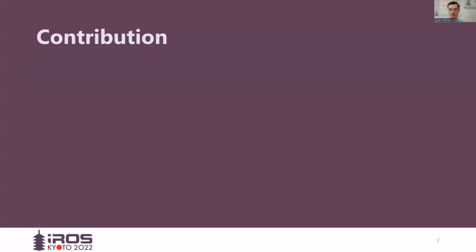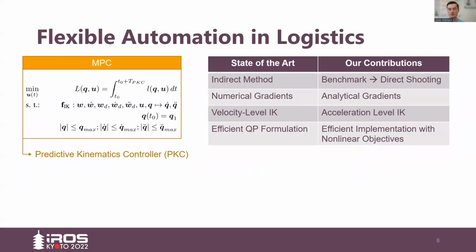What is our contribution? State-of-the-art approaches most often use indirect methods to solve the optimal control problem. We did a benchmark and show that the direct shooting method performs best. Instead of numerically approximated gradients, we derive the analytical gradients to solve the optimization, which is required for an efficient real-time capable implementation. We use acceleration level IK instead of velocity level IK to get smoother joint velocity control signals.